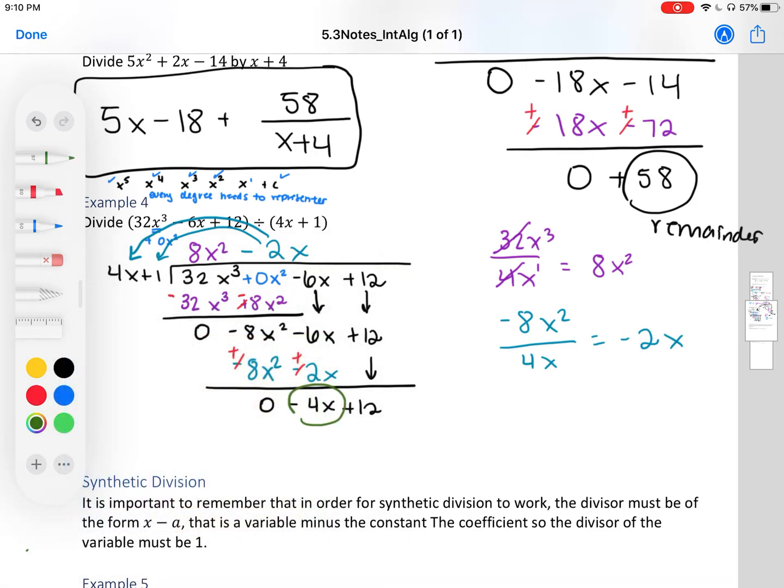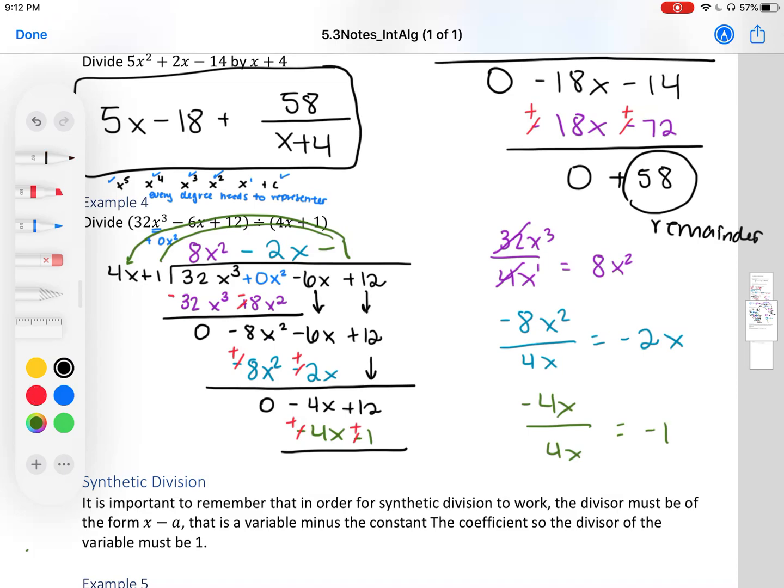Okay, we divide negative 4x by our divisor, which is 4x, and we're left with negative 1. Okie dokie. Let's go ahead and multiply that in. Negative 1 times 4x is negative 4x. Negative 1 times 1 is negative 1. We go ahead and find the difference. So now that's plus and that's plus, and we're left with 0 plus 13. And that's our remainder.